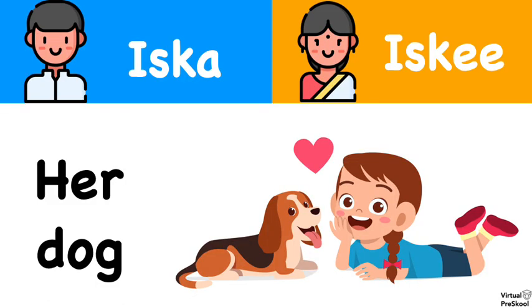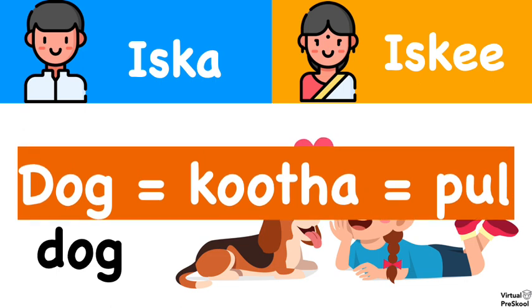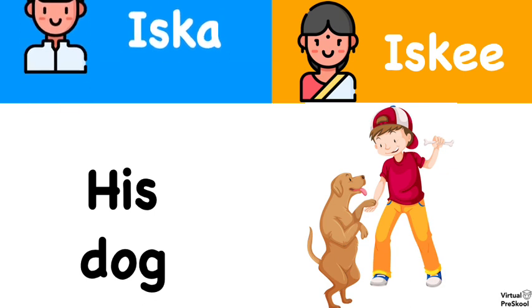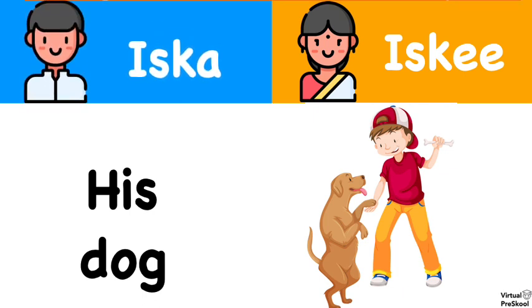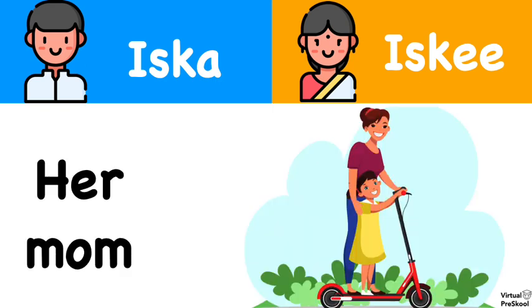All right? What about this one? Would this be Iska or Iski for her dog? It would be Iska. But why? Because dog in Hindi is kutta, which is a pull word. And because it's a pull word, it would be Iska. What about if we did his dog? His dog would be Iska also. Because dog is still kutta, which is still a pull word, so it would be Iska.